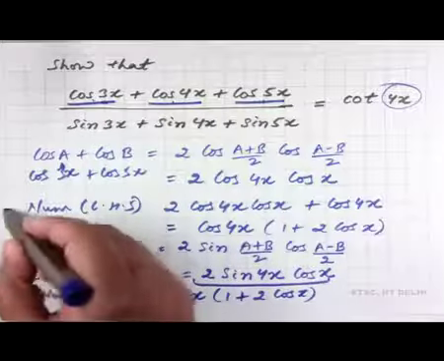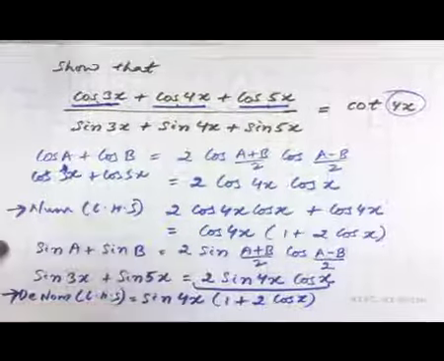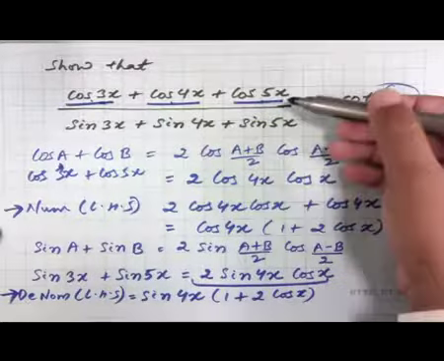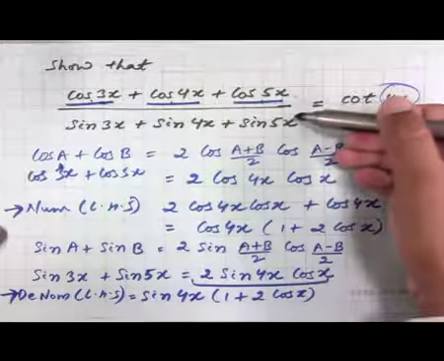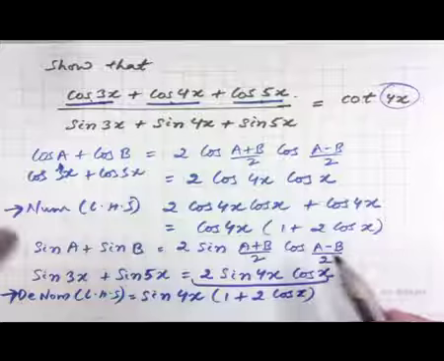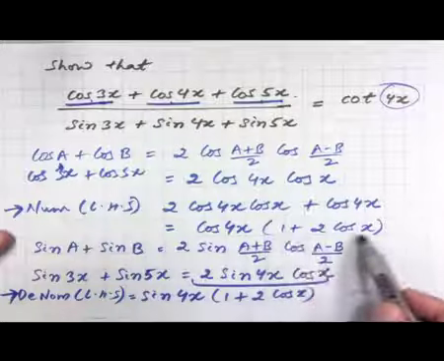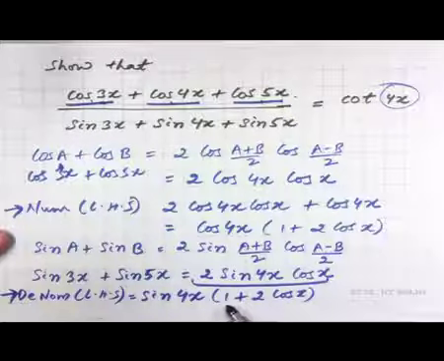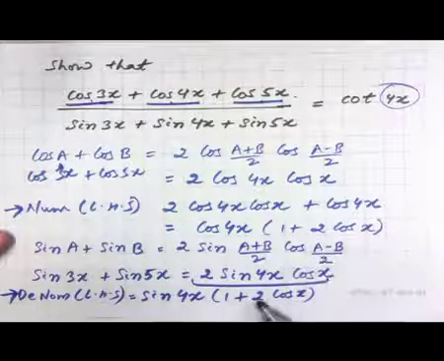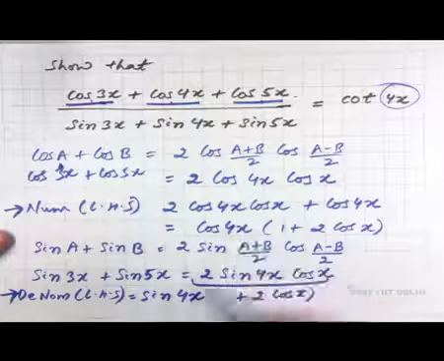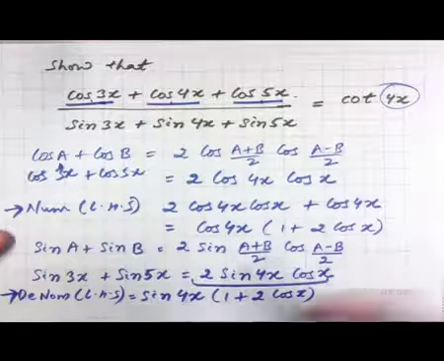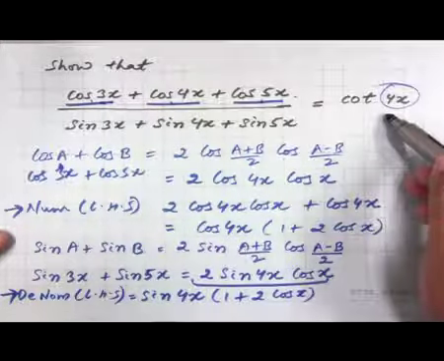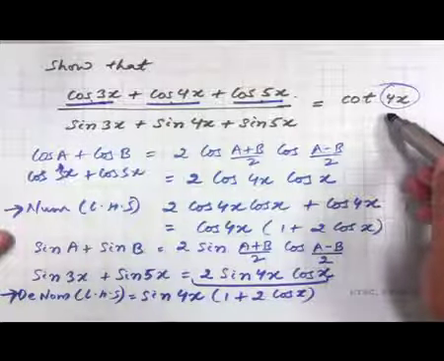So, this is the numerator and this is the denominator, and then finally, when we divide the numerator by the denominator, what we see is that this term 1 plus 2 cos x is there in both the numerator and the denominator. So, when we divide, it gets cancelled, and then we get cos 4x divided by sin 4x, which is equal to the right hand side, which is cot 4x.